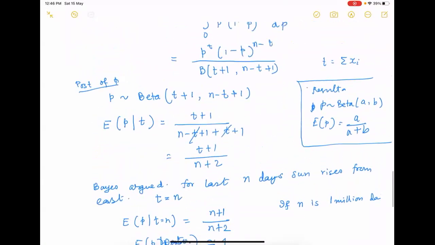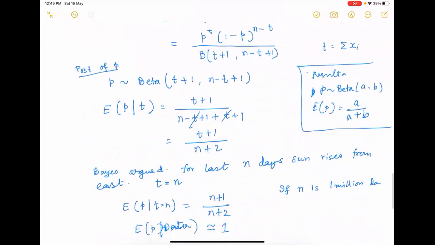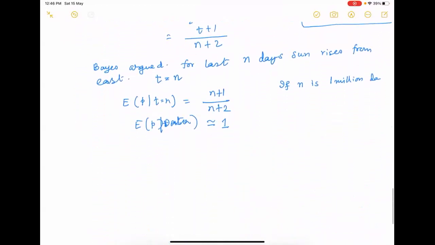So if I have seen only the last 7 days the sun rises from the east, then it will be (7 plus 1) by (7 plus 2), which is like 0.99 kind of thing. But as we keep observing more and more days, my pattern will become more and more concrete. So this was one of the arguments by Bayes.